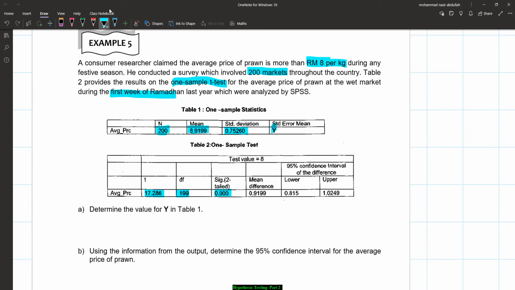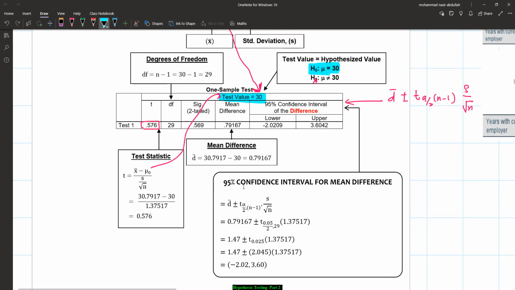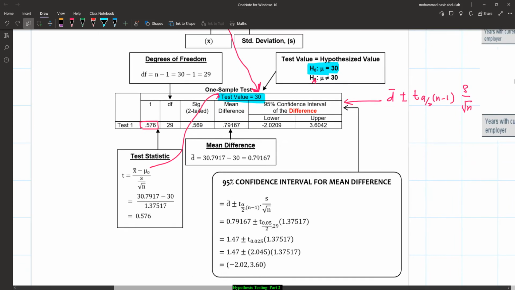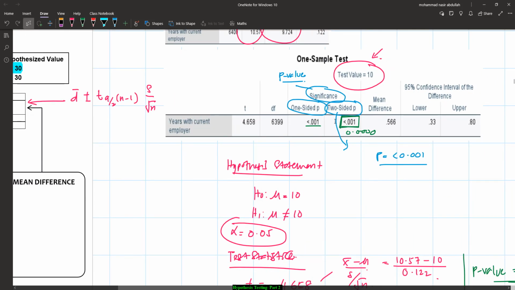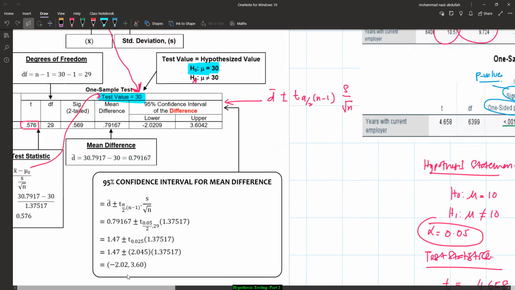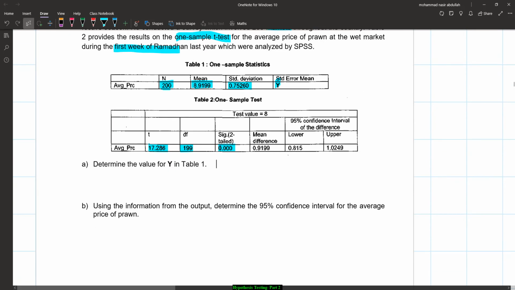In the newer version, it summarizes as less than 0.001, right? The older version just puts 0.000. So this 0.000 doesn't mean zero, it means a very small number. There is a number inside. And this is the mean difference, and this is the confidence interval for the mean difference, right?